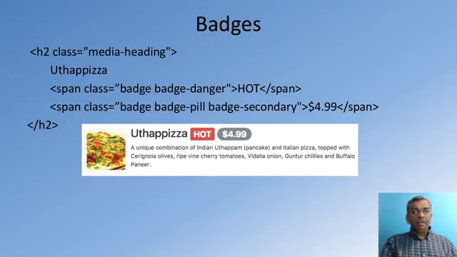A badge, for example the red one here, is created by using a span with the classes badge and badge-danger. You can use the various other colors that are built into the Bootstrap framework for creating badges of several different colors. Similarly, you can use a badge pill, which creates a rounded rectangle as you see here, and that can be done by applying the badge-pill class along with the badge class.